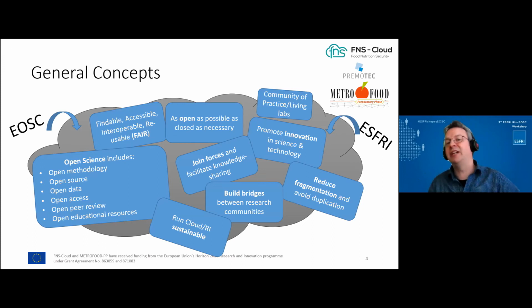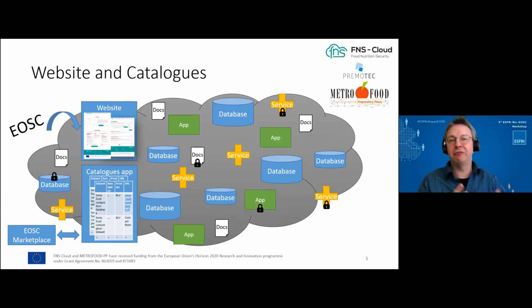And from the ESFRI side, we also have a lot of concepts, so that we are as open as possible and as closed as necessary. We should join forces, build bridges between the research communities, run everything sustainably, and also reduce fragmentation. And the community of practice or living labs, new terms that are now getting up to date for usage in daily research lives. So this was first the conceptual framework that we understood, okay, this is where we are working.